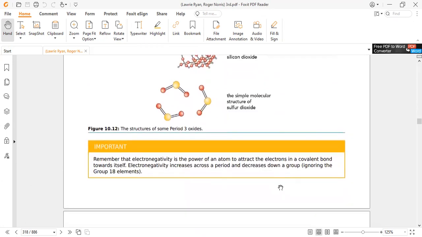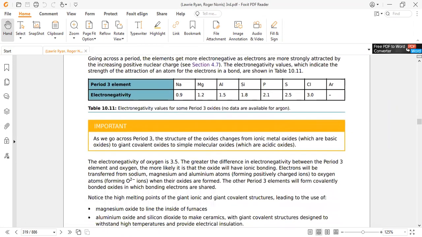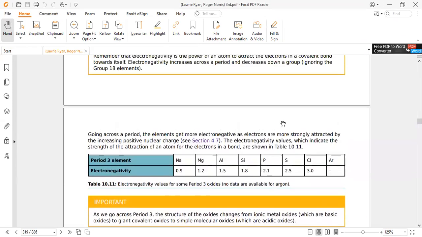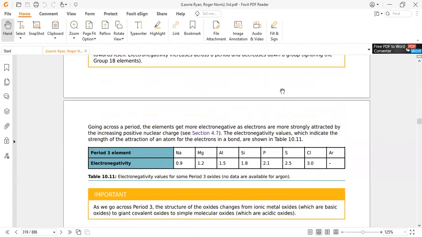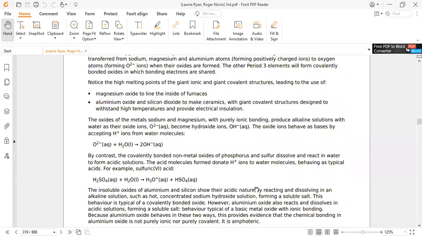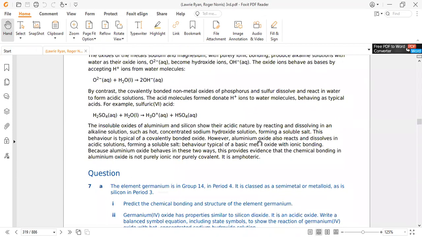Here is a diagram to show the nature of the bonding, how the nature of the bonding is defined, like simple molecular, giant molecular, and other structures, ionic structure. In case we discuss the hydroxide, we discuss the oxide. This is the main equation when an oxide reacts with OH.